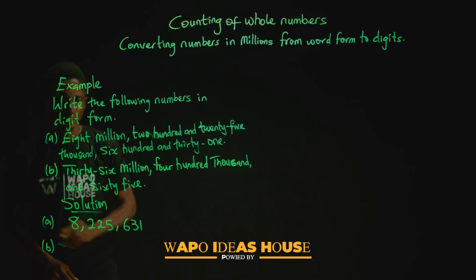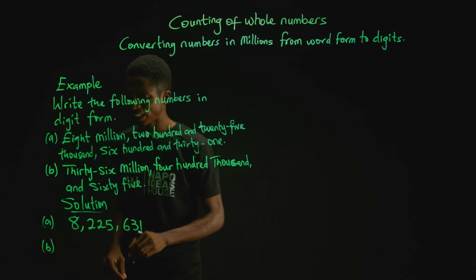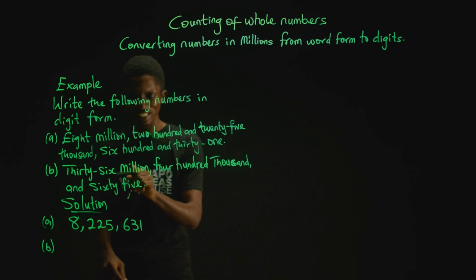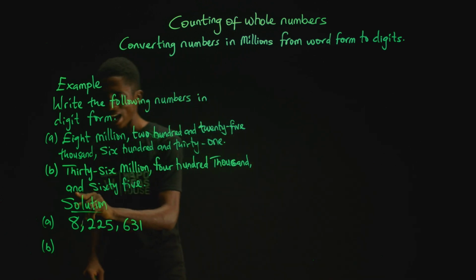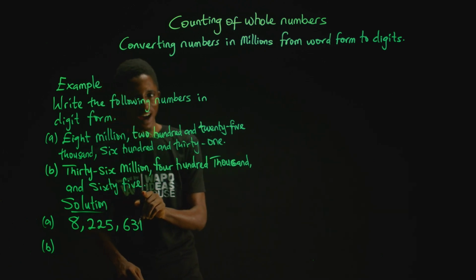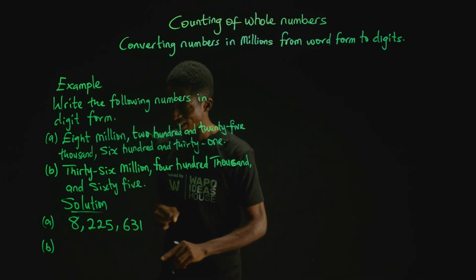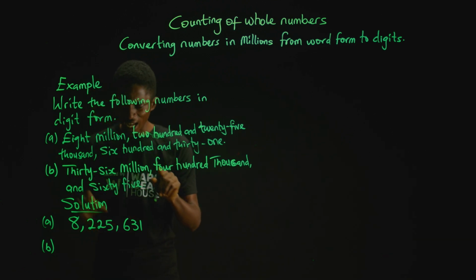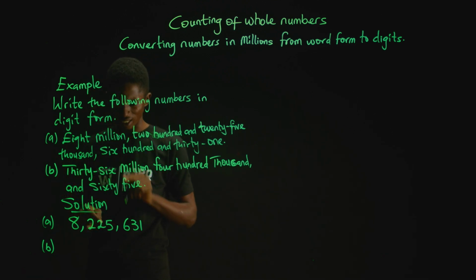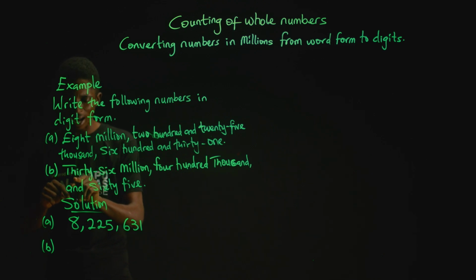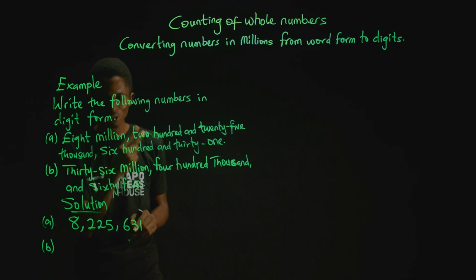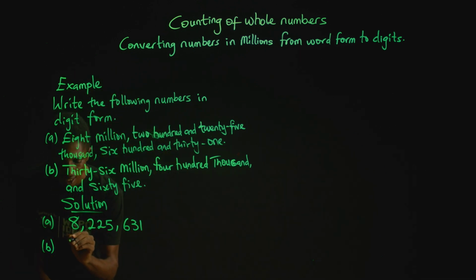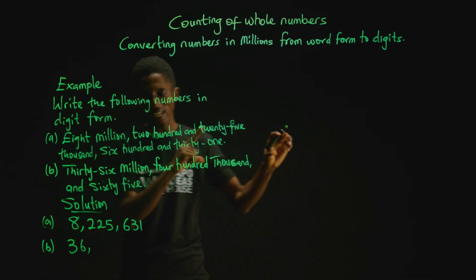B. The number we are working with this time is 36,400,065. How do we do this? Now, the first category is the million category, as you can see here. And we are dealing with the number 36. That is a 2-digit number. So we write it as what? 36. Then the comma to go to the next 3.